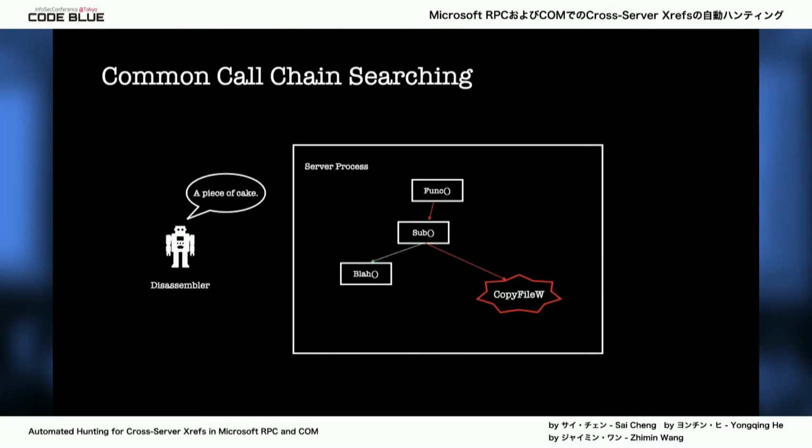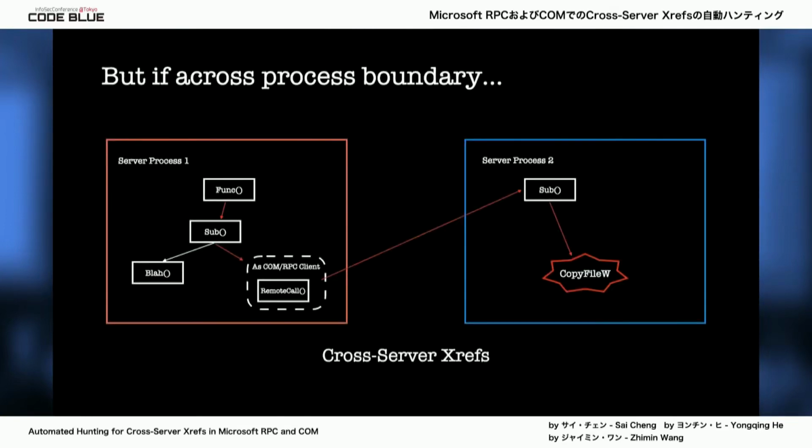With a disassembler like IDA Pro, finding the core chain is easy. But sometimes, the actual operation is located in another server, and the server called by the client acts as a client of the other server, which is a cross-server Xrefs, since it crosses the boundary of multiple binary files.